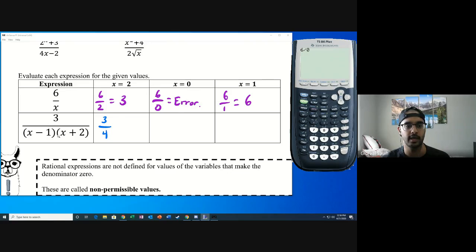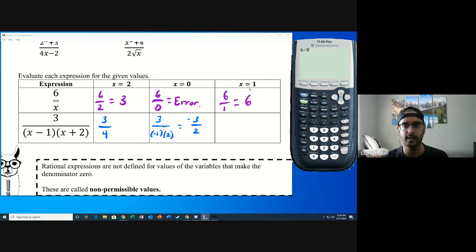So make all those x's equal to 0. So 3 on top again. 0 minus 1 will give you -1. 0 plus 2 will give you 2. So this one works out to be 3 over -2, so -3/2. Again, totally fine, 2 integers, that's a rational number, this is okay.